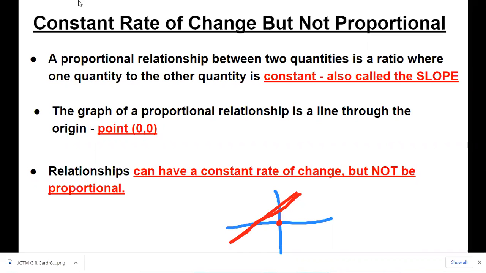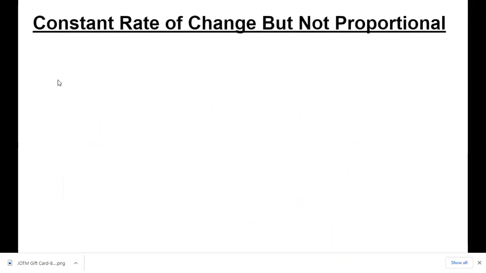That comes when you have things like a shoe fee for bowling, or you have a transportation cost to drive to work. It's not per hour, it's just the one-time cost. So it's clear. Constant rate of change, but not proportional.